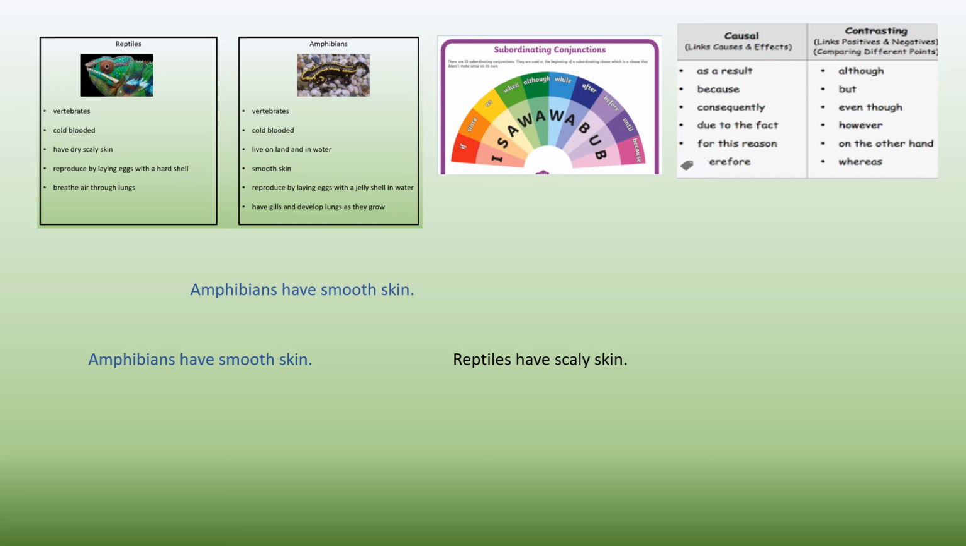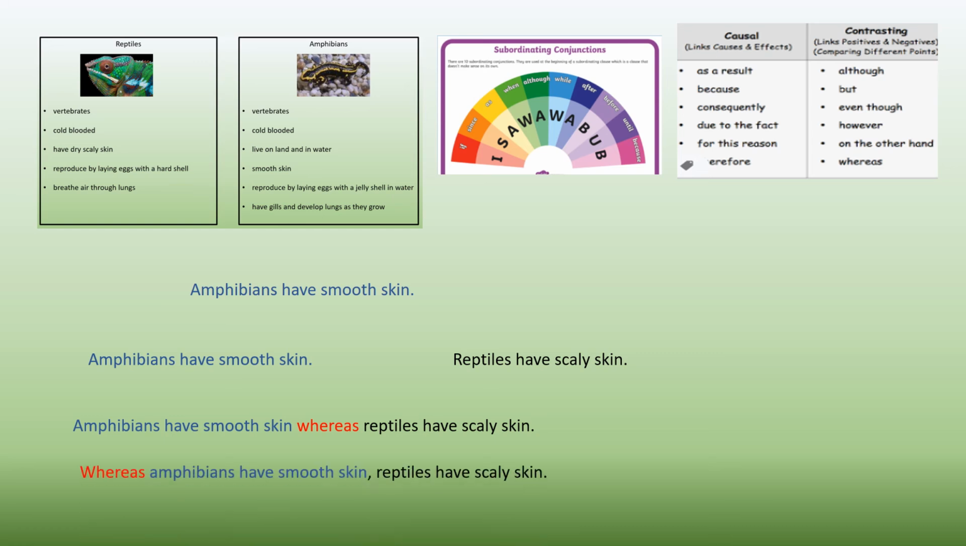You might want to pause the video here while you have a go on your paper. What did you come up with? Here's one that I thought of. Amphibians have smooth skin, whereas reptiles have scaly skin. I also switched it around. Whereas amphibians have smooth skin, reptiles have scaly skin. Putting my conjunction at the start of the sentence made that my subordinate clause. Whereas amphibians have smooth skin doesn't make sense by itself. That's why the comma goes there. I have now made reptiles have scaly skin my main clause.